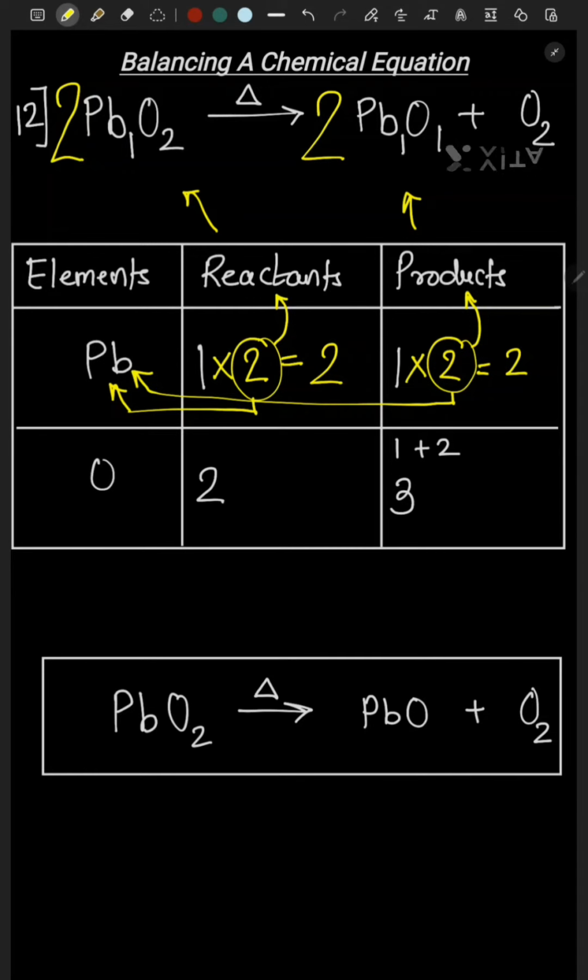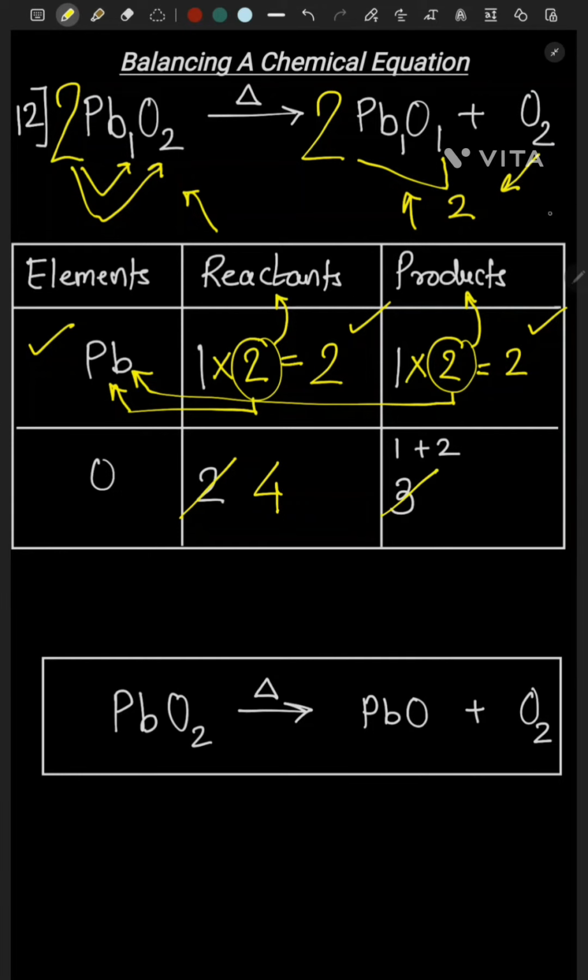Once I'm done with that, let's tally how many atoms of lead there are. So here we have 2 and 2. So lead got balanced, but because this 2 is equally distributed through both, the oxygen got changed. Earlier the oxygen was 2, now 2 times 2, it became 4. This one was earlier 1 oxygen, but now 2 times 1, plus this 2. Okay, so 2 plus 2, it also got changed to 4.